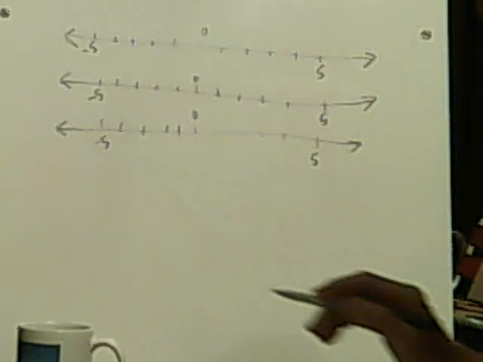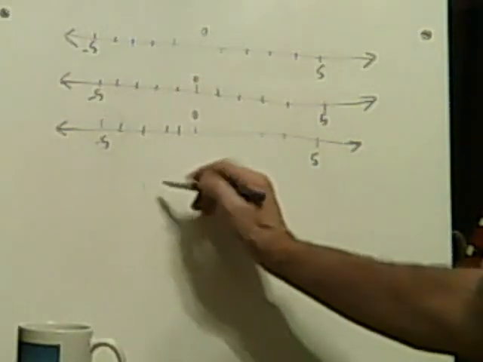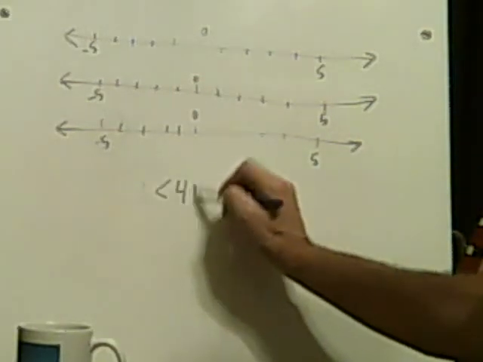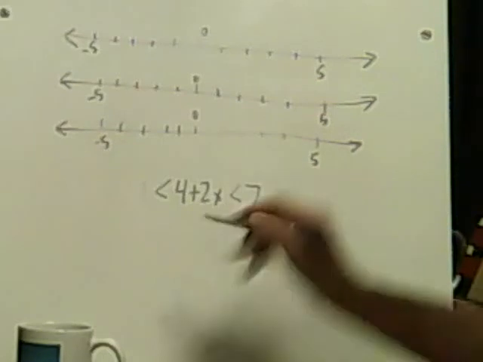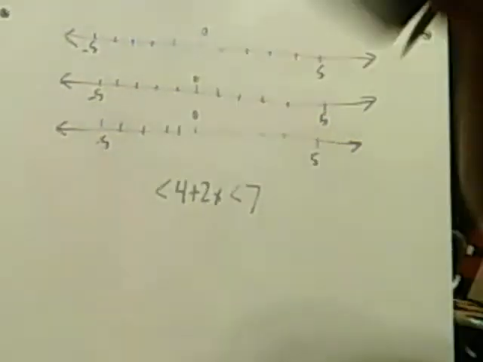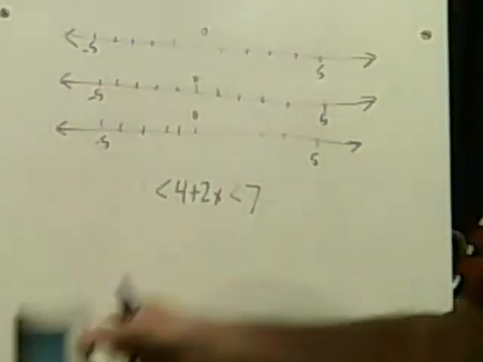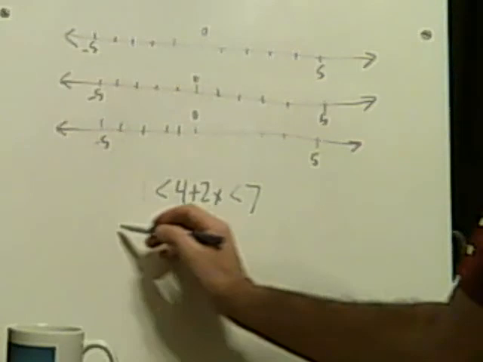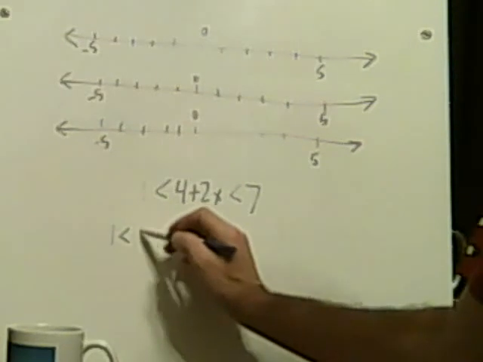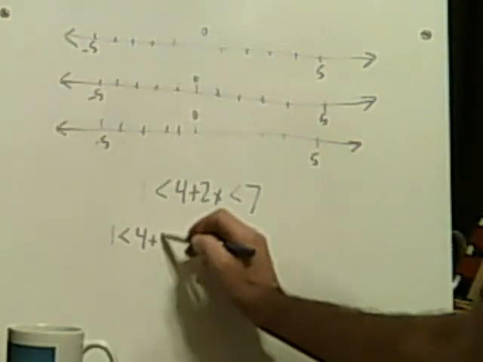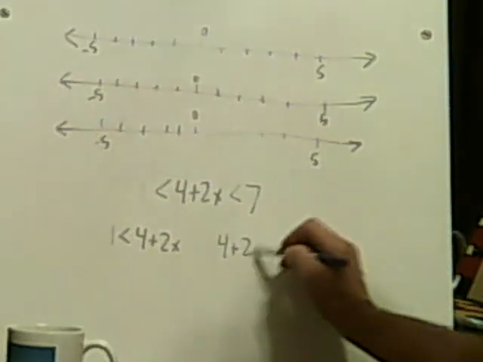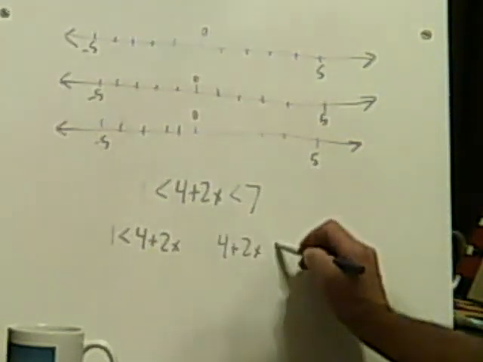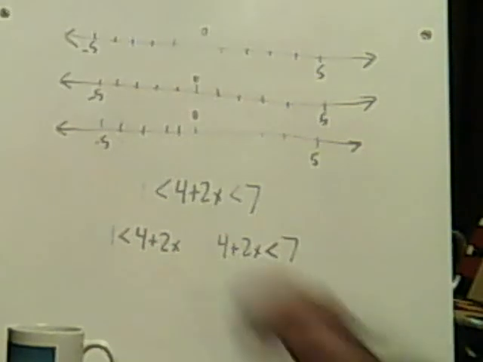Now number 28. 1 is less than 4 plus 2x less than 7. And I'm going to write this as 2 again, because I think that's the easiest way to do this. I really haven't done problems like this before. I don't think you can do these without making it 2 separate inequalities to start off.